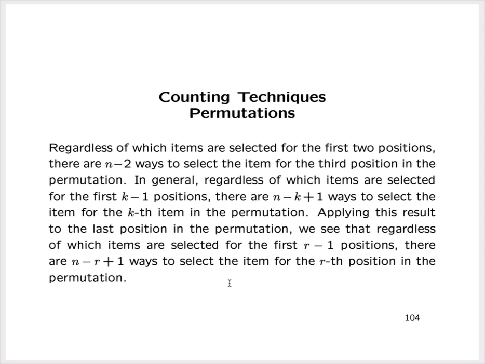Now, regardless of which items are selected for the first two positions, there are n minus 2 ways to select the item for the third position in the permutation. And so we continue on in this way. In general, regardless of which items are selected for the first k minus 1 positions, there are n minus k plus 1 ways to select the item for the kth item in the permutation. Applying this result to the last position, the rth position, regardless of which items are selected for the first r minus 1 positions, there are n minus r plus 1 ways to select the item for the rth position in the permutation.